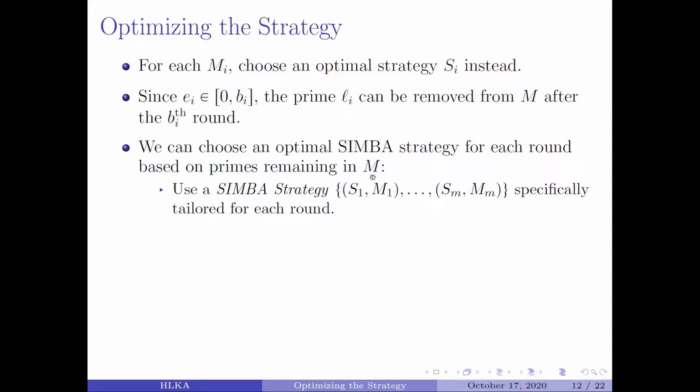In each round we will have a different measure, and we'll partition that measure into a bunch of submeasures, and then for each of those submeasures we pick an optimal strategy. So each round of the protocol we will pick what we call a SIMBA strategy, which is just this collection of strategy-measure pairs that's specifically tailored for the primes that are left within that round.